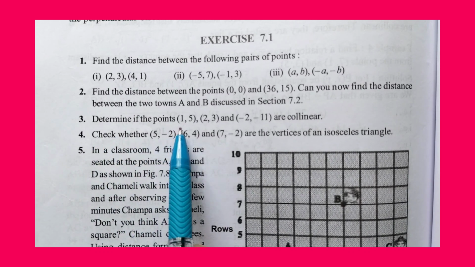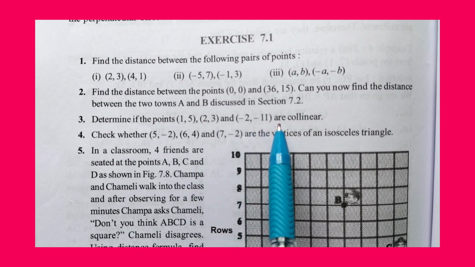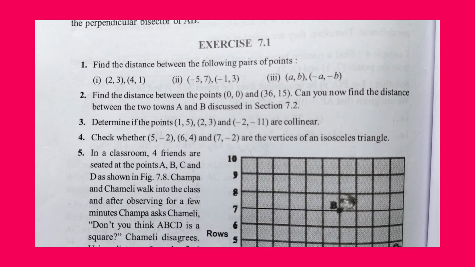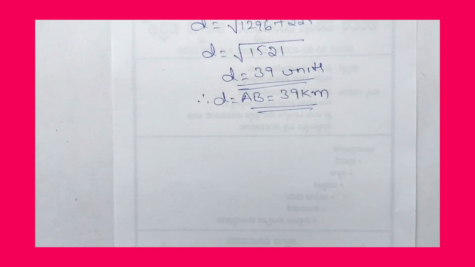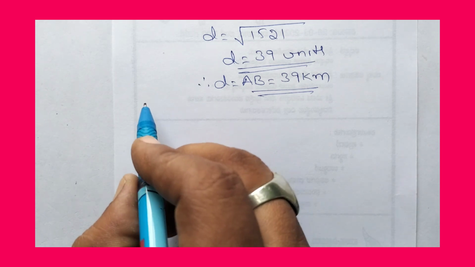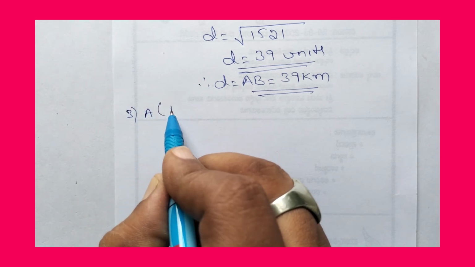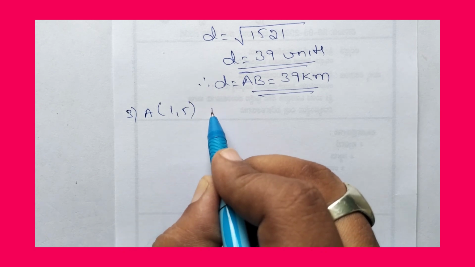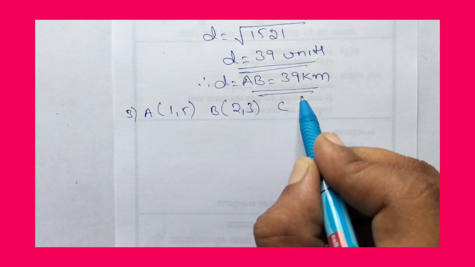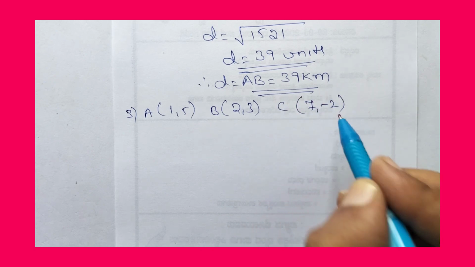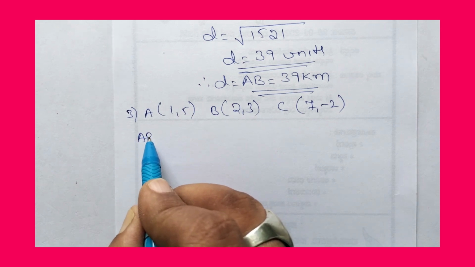Determine if the points 1, 5, 2, 3 and 7, minus 2 are collinear. So this is collinear, it is asked. So now let us answer this question. So now let us write the coordinates of the 3 points. The coordinates of the point A is 1, 5, B is 2, 3 and C is 7, minus 2. First let us find out AB.